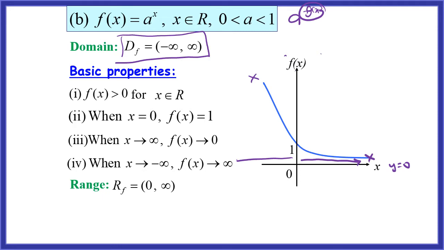y-axis here. Okay, previously for a more than 1, the graph will look like this, right? So it's actually reflecting on the y-axis. Okay, so this is the difference between the two types of function.